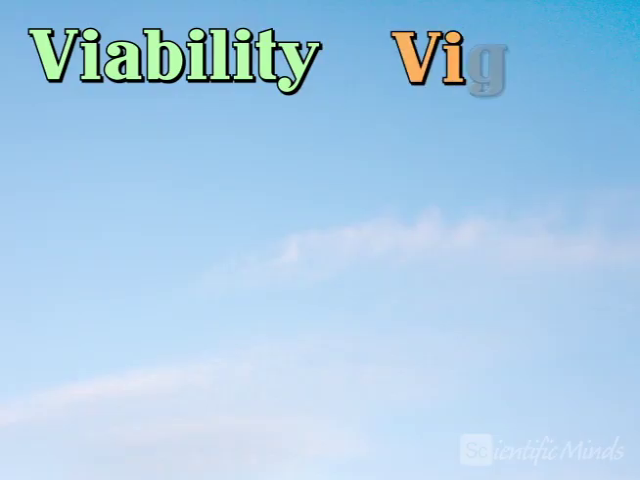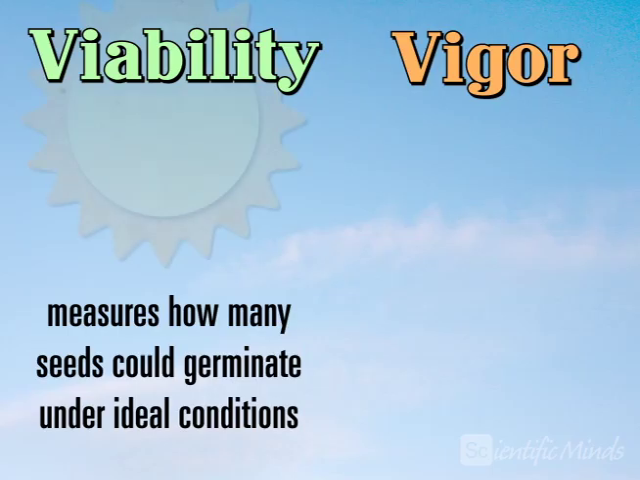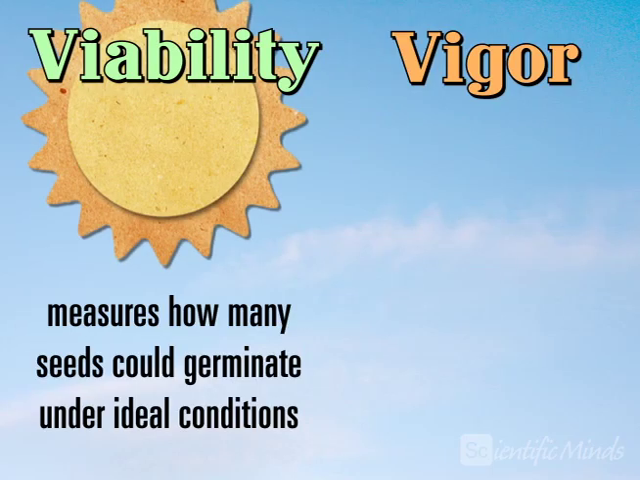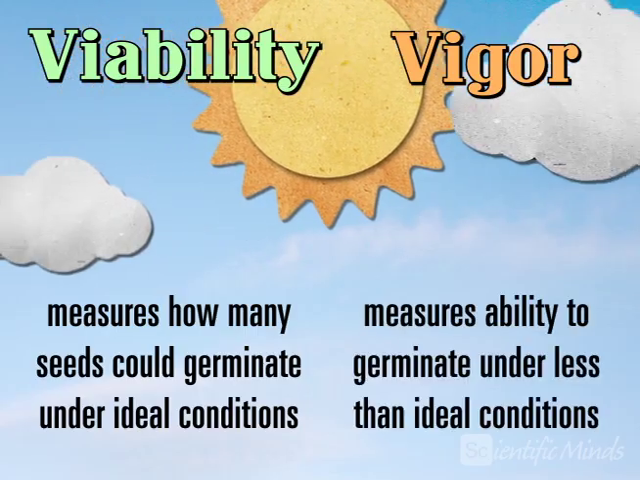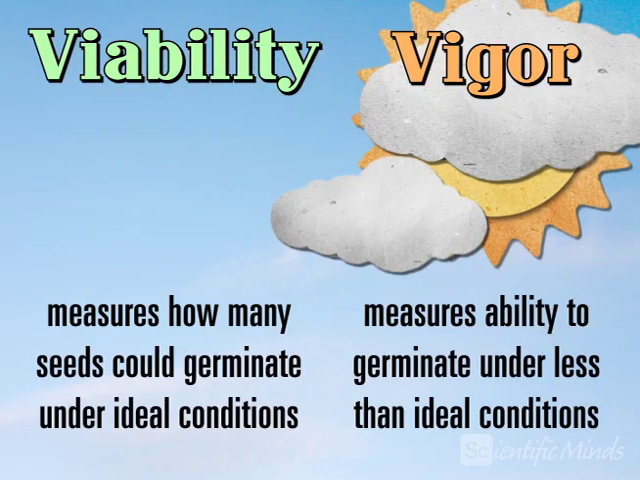Seed quality depends, in part, on two factors: viability and vigor. Viability is a measure of how many seeds in a quantity are alive and could germinate and develop into plants under ideal conditions. Vigor measures the ability of those seeds to germinate and produce healthy seedlings under less than ideal conditions.